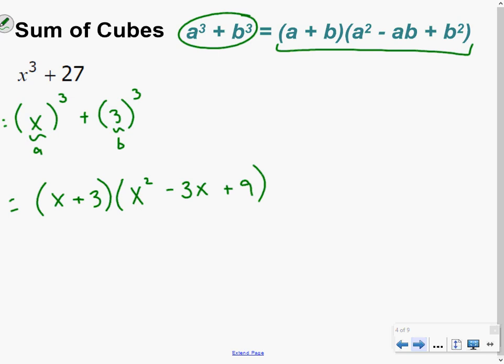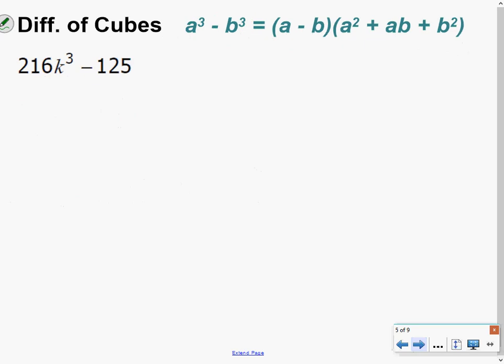We also have difference of cubes, which is going to be the same idea, but the signs are going to be a little bit different in our formula. We're going to have a minus here, and then plus, plus. Previously, it was plus, minus, plus. Okay, so we have 2 separate formulas. You're going to have to know the difference between those. But again, we're still trying to get the structure of something cubed minus something cubed.